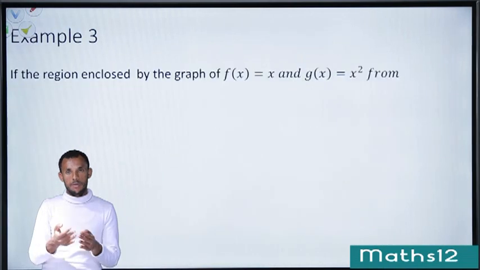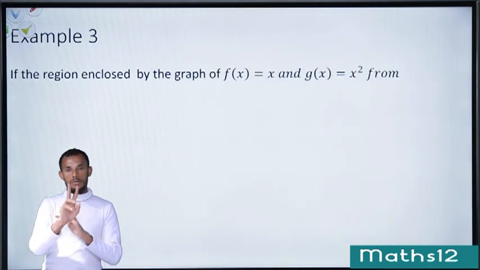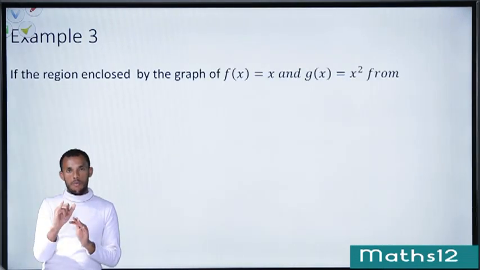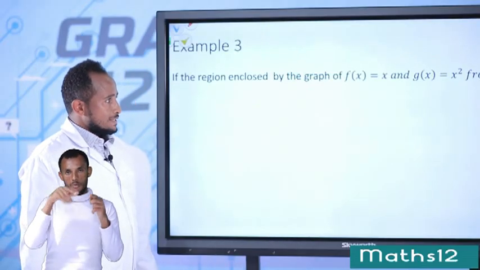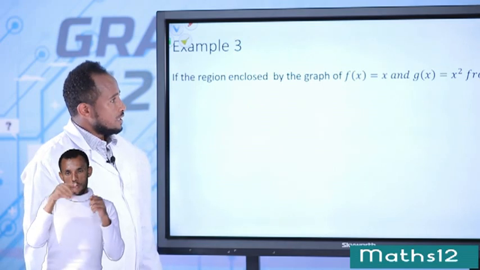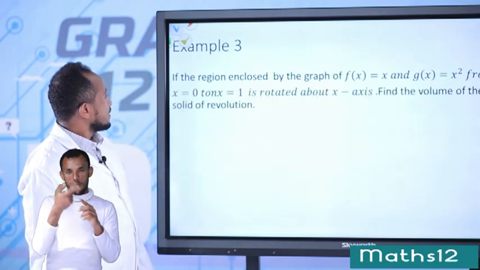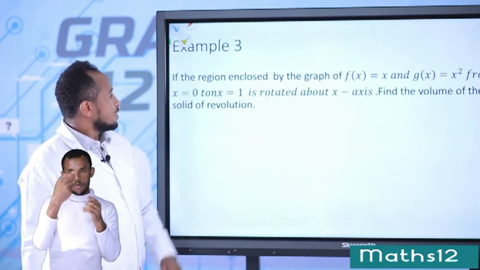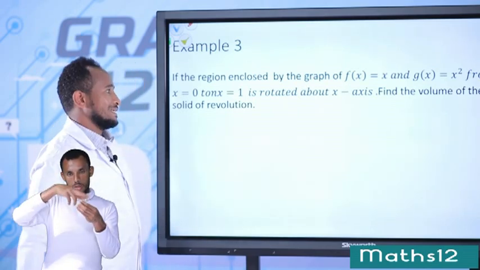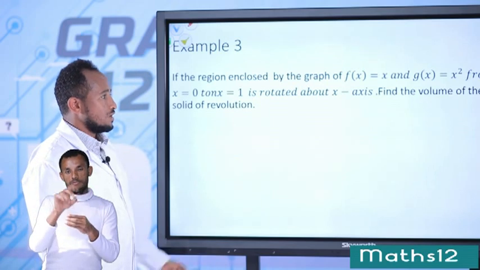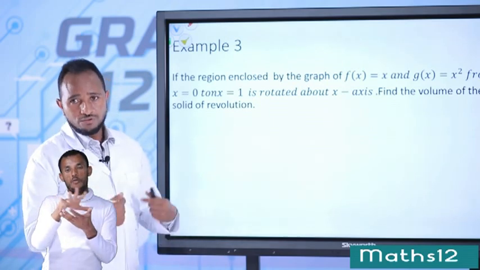Now let's proceed to the other example, example 3. If the region enclosed by the graph of f of x equal to x and g of x equal to x squared from x equals 0 to x equals 1 is rotated about the x-axis, you are asked to find the volume of the solid of revolution.